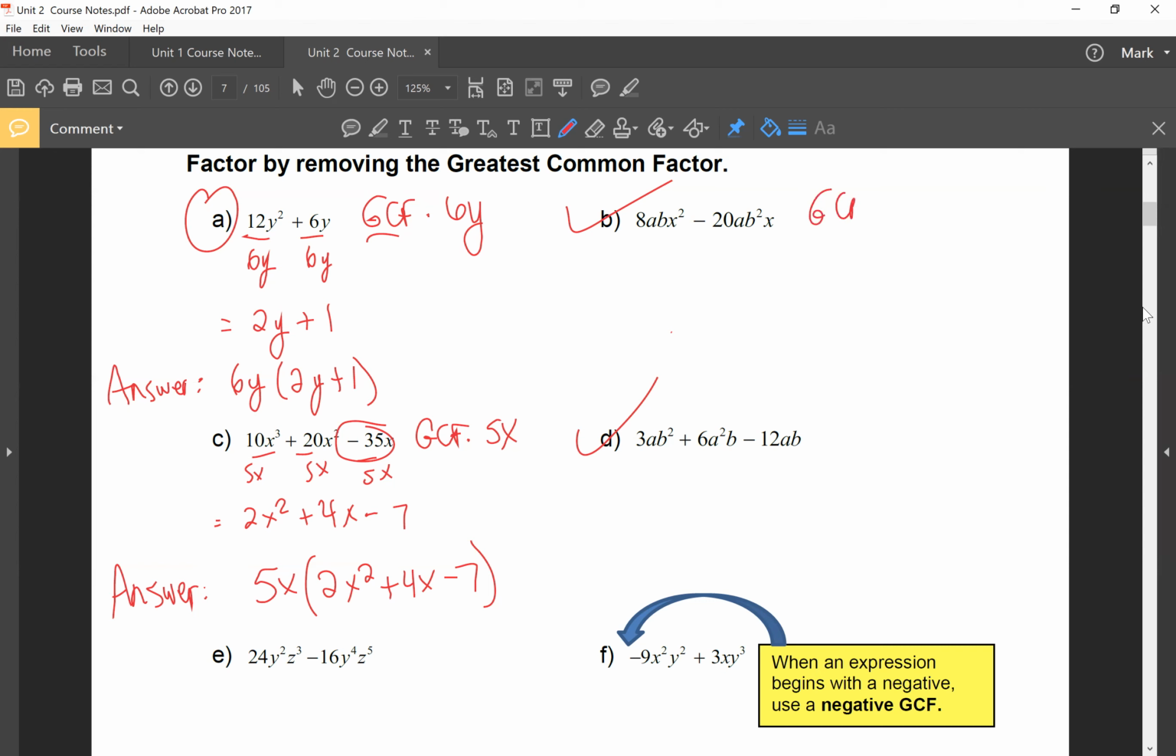All right, so B, GCF. I can totally take a 4. I don't think I can take anything else. I can take away an A. I can take away 1b and 1x. So the answer to this would be 4abx, and then you would get 2x minus 5b. All right, I think that's correct. Let me check the chat here.